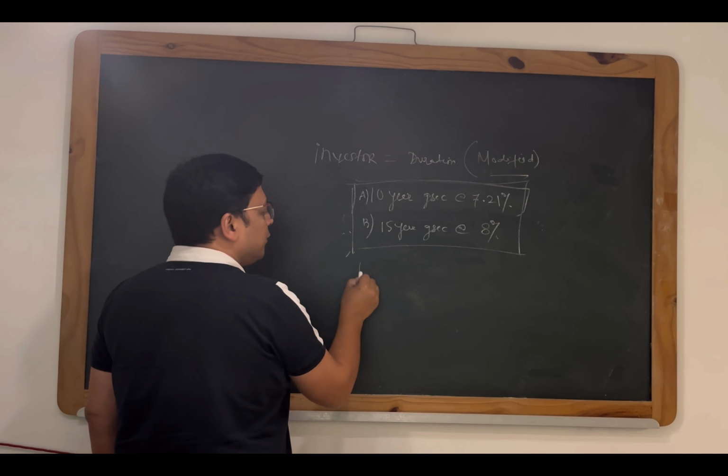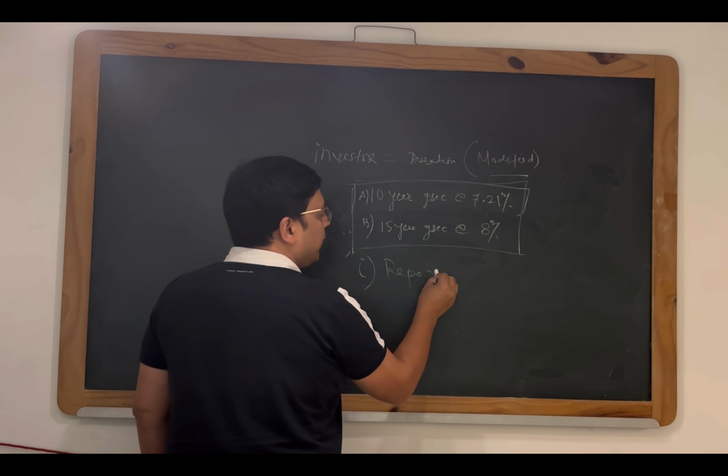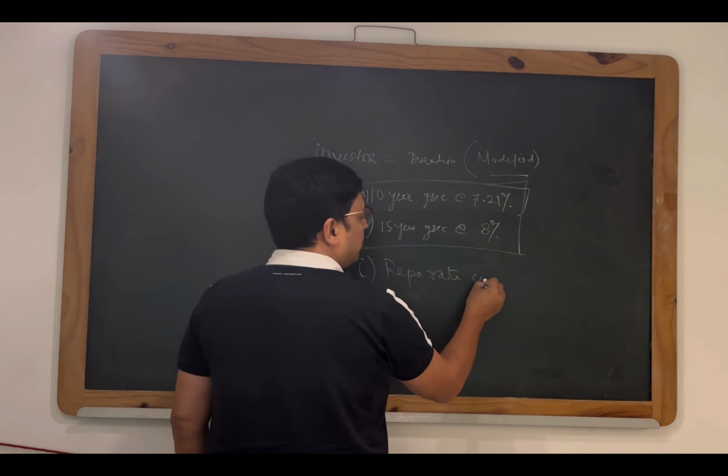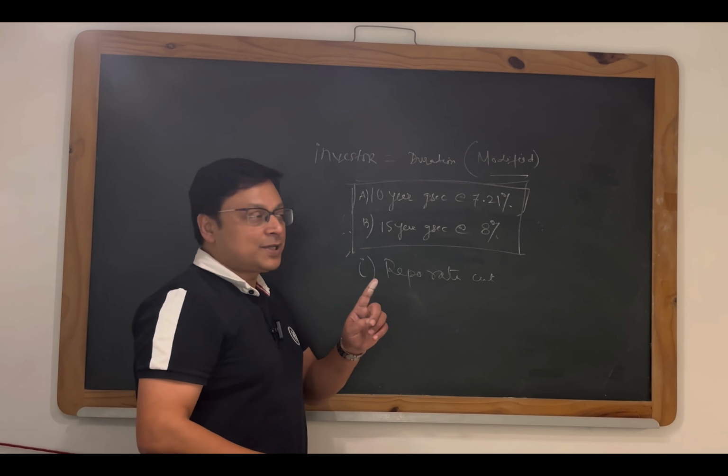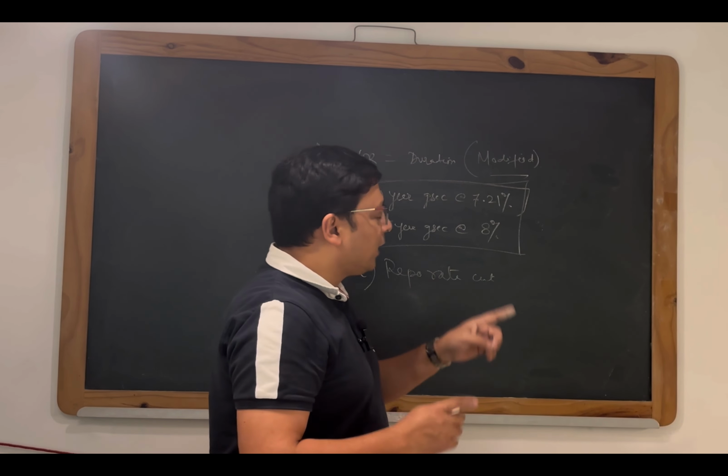Now we have two scenarios. Scenario 1, we are expecting a repo rate cut. Okay, so which one would you select? Would you select A or B is the question. So all of you think about it.